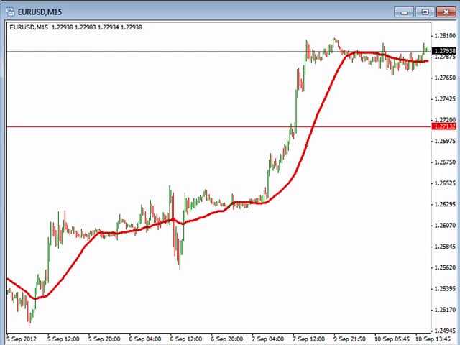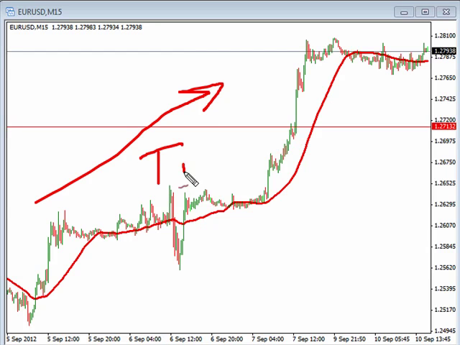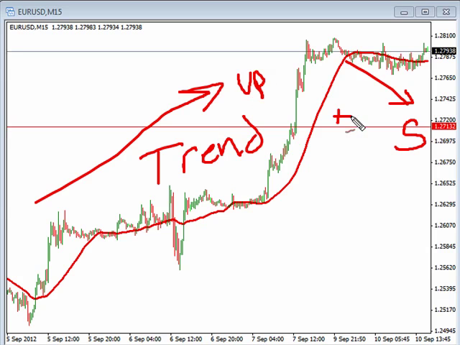Again, identifying, first of all, the trend, then the pullback to an area of support. So uptrend plus support equals buy.